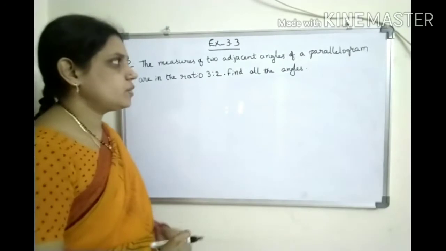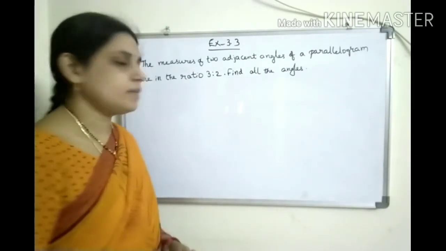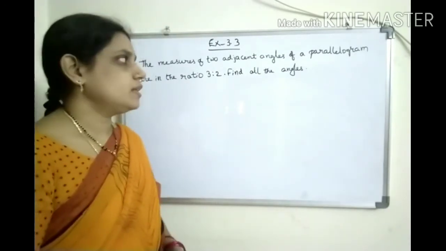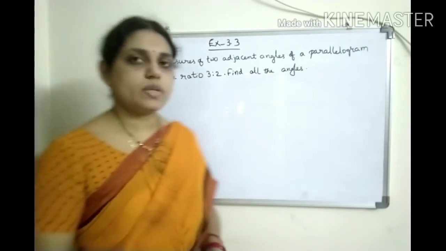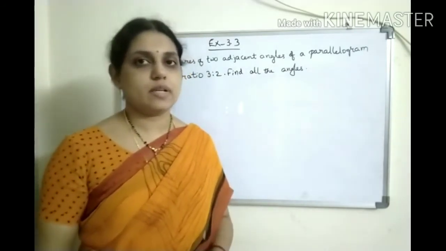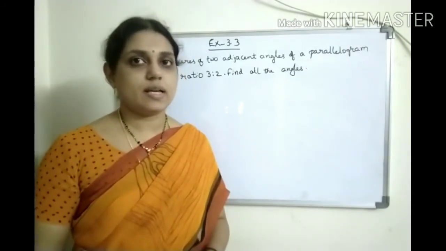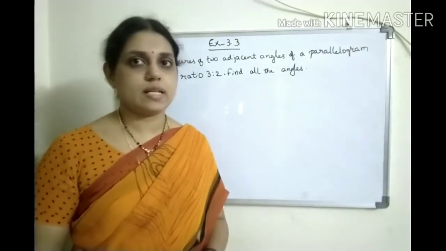The measures of two adjacent angles of a parallelogram are in the ratio 3:2. Then you have to find all the angles of that parallelogram. So what is the property based on the angles for a parallelogram? The adjacent angles are supplementary, opposite angles are equal.